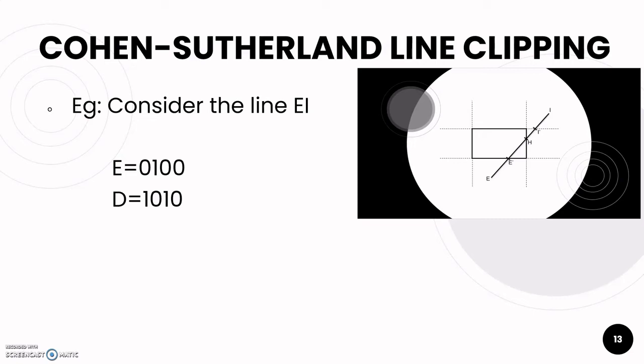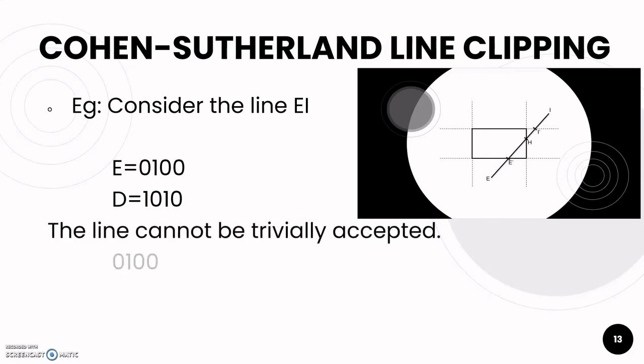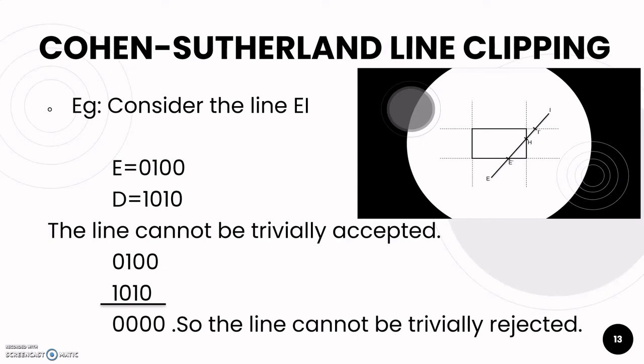Okay. Now the line cannot be trivially accepted. Why? Because when we find the AND of that, it is 0, so the line cannot be trivially rejected either. So what we have to do is clip it.